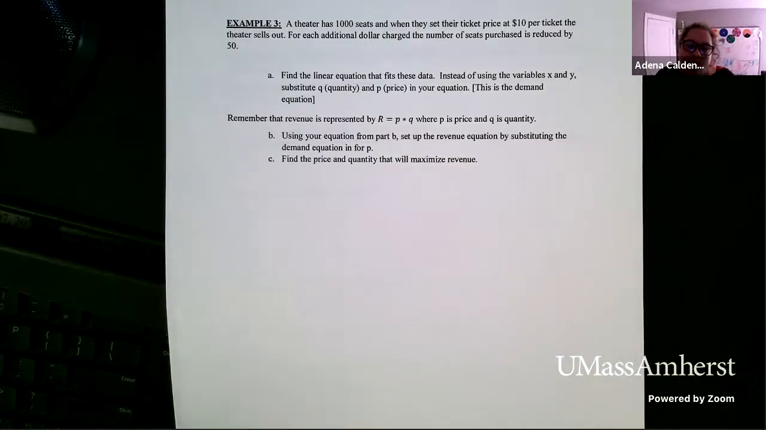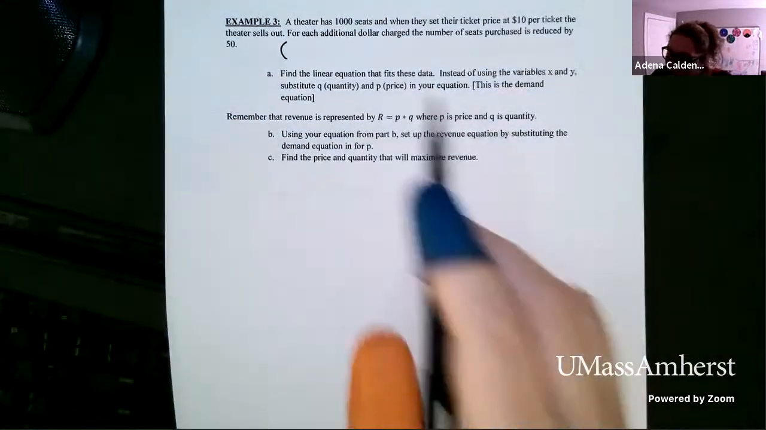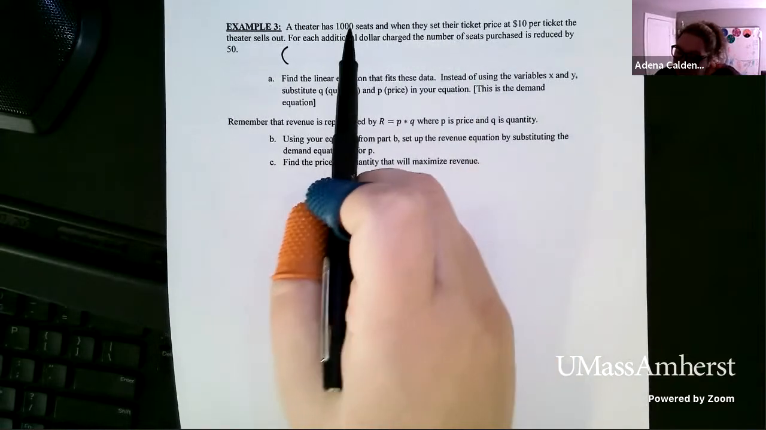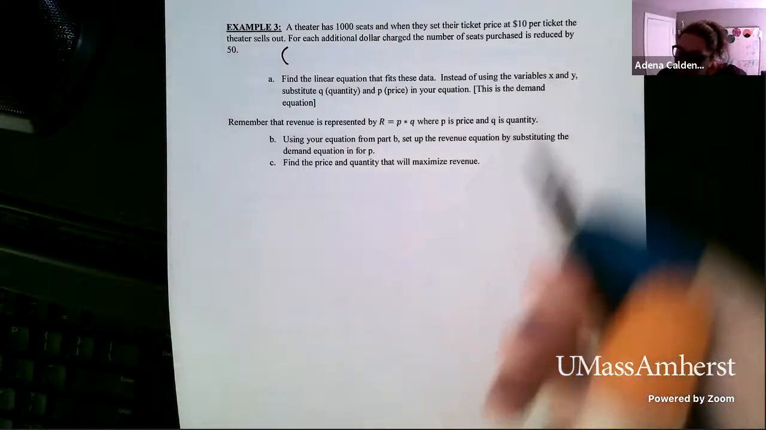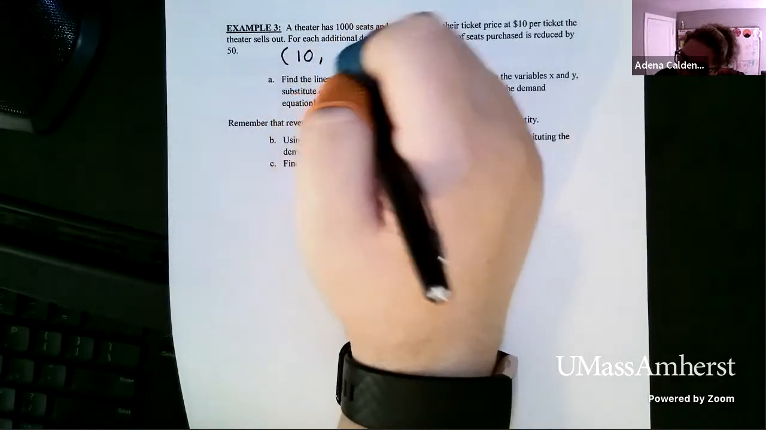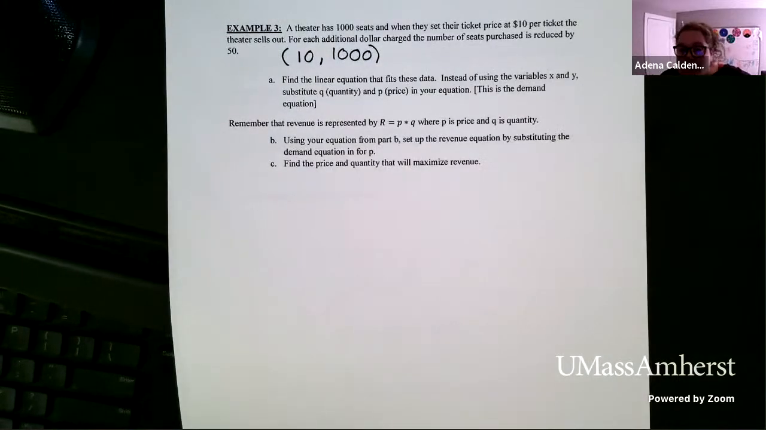So what do we need to do with this? We need to take the information and figure out how to write it as a point. I'm going to write the first point for you, and hopefully you'll be able to figure out how to write the other point. What we need to think about is the relationship between the $10 per ticket price and the 1,000 seat quantity. Here, we're manipulating the price, so price is our independent variable. So we have 10, 1,000. That's one of our points.